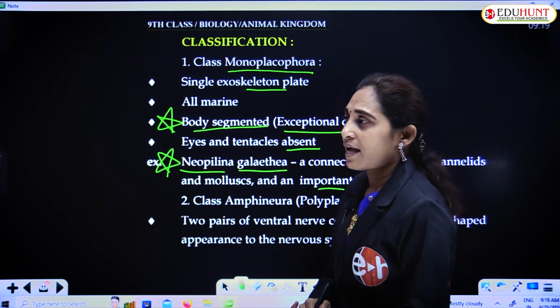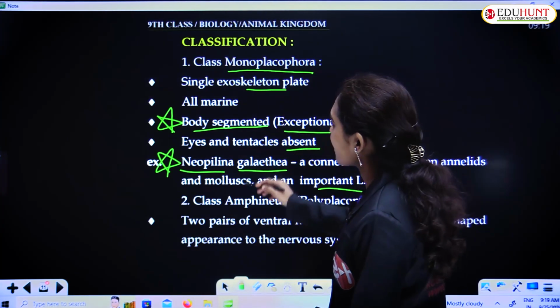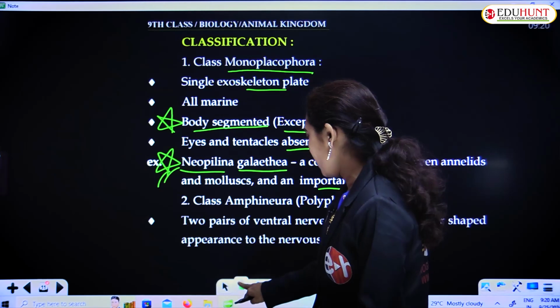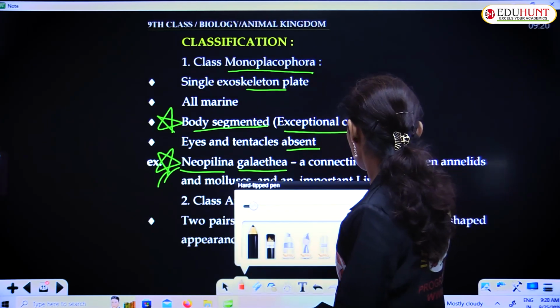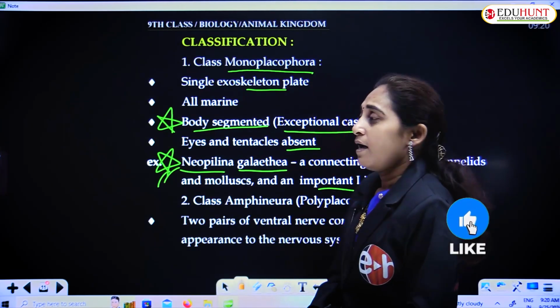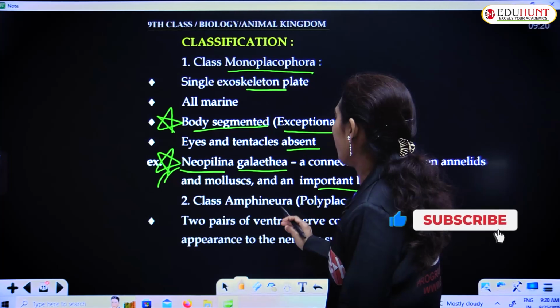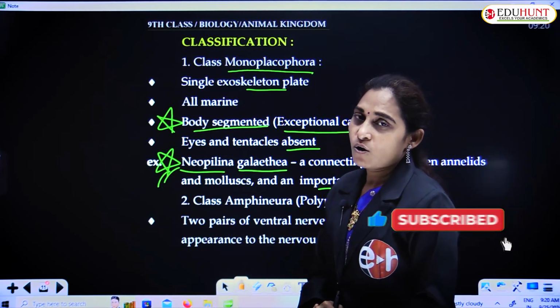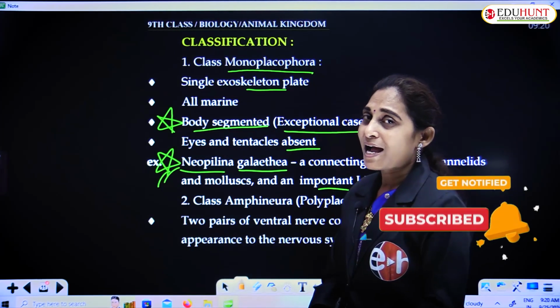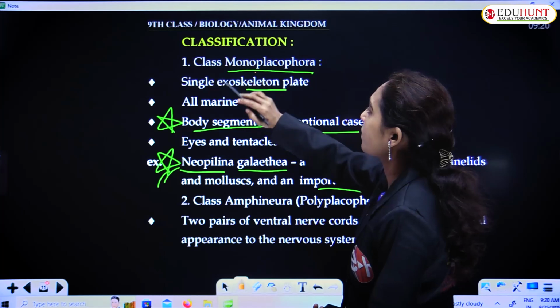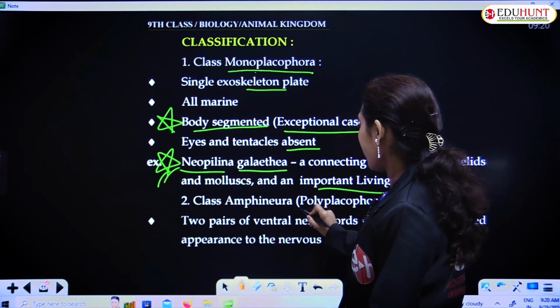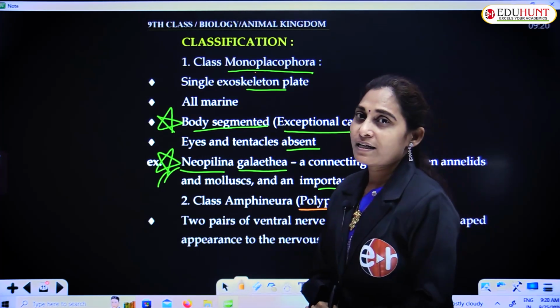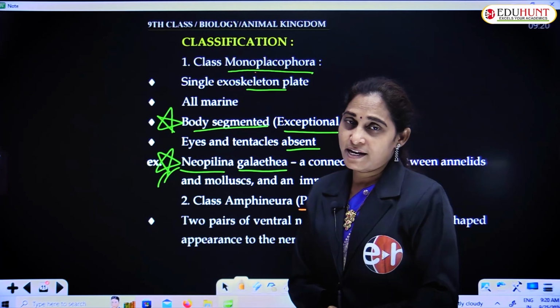And second class is, in the first class we saw only one example. Coming to the second class, that is Amphineura. Amphineura, also called as Polyplacophora. Here it is Monoplacophora and the second one is Polyplacophora. There are many shell plates in the body.